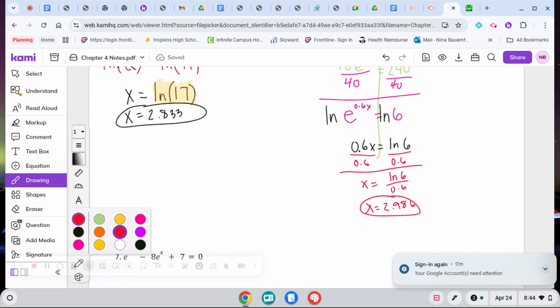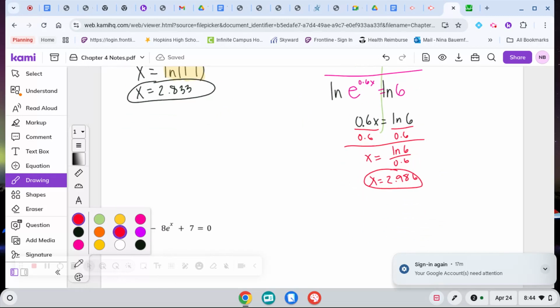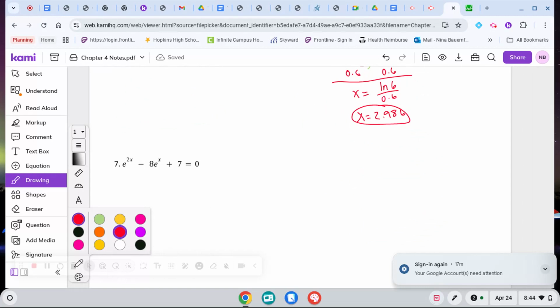All right. We have one left. This is a wild one. You guys are going to love it. And by that, I mean you're going to hate it. It's actually not terrible, but it just looks really, really intimidating.